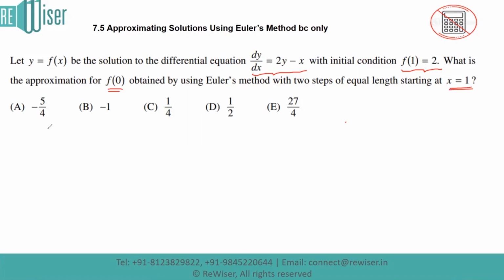So right now we have x equals 1 and we need to get what is x equals 0 in two steps. That means each step I need to go back by 0.5 units. So that's why here the step length would be negative 0.5. It is not going to be positive 0.5, because if it is positive 0.5, I will end up finding out what is f of 2.